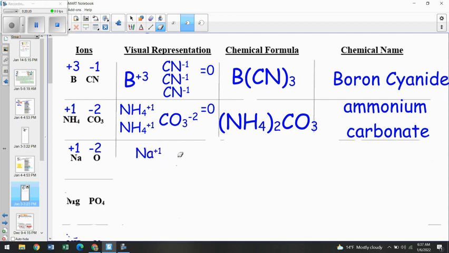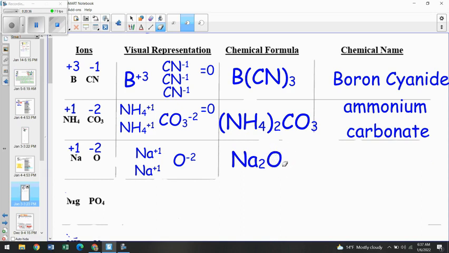Got the charges in the top right-hand corner of each of my ions. Oh, that doesn't add up to 0 yet. I need a little bit more positive. Okay, now it adds up to 0. We're good to go. So I need 2 sodiums to go with that 1 oxygen.